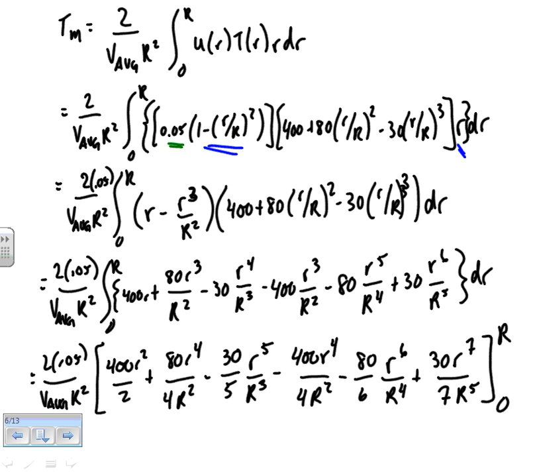Again, the lower limit is very simple because you plug in 0 for all of these terms, you're just going to get 0. So I only need to worry about the upper limit. So let me plug in what the upper limit is. Okay. When I do that, this is now equal to 2 times 0.05 over V average times cap R squared. Now, everywhere there was a little r, I'm going to have to plug in cap R. I'm sorry.